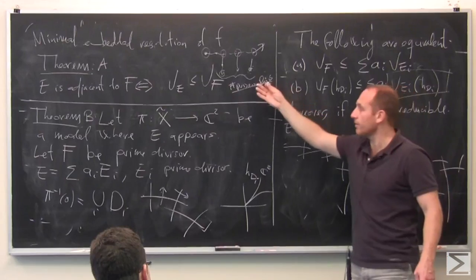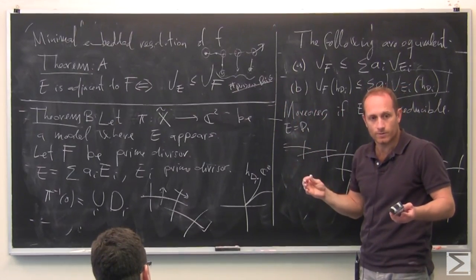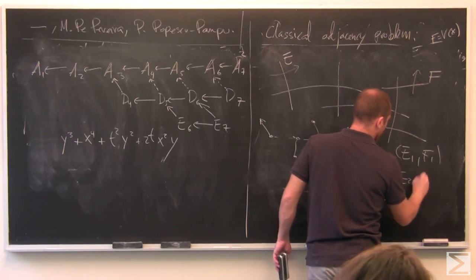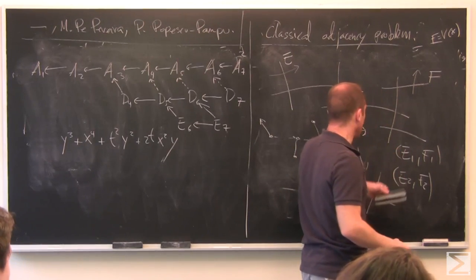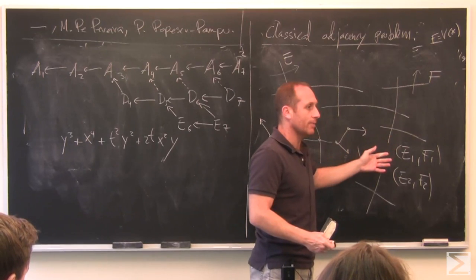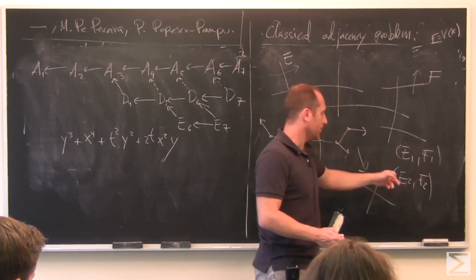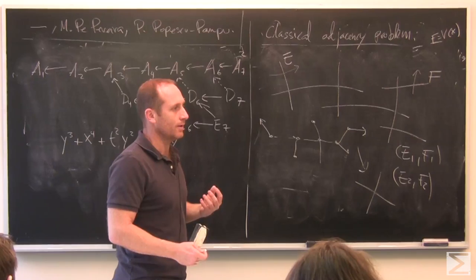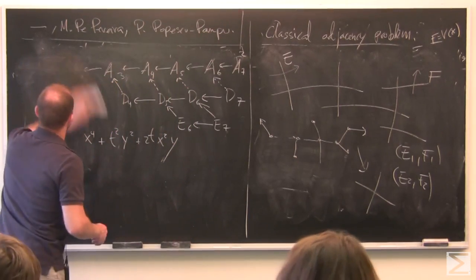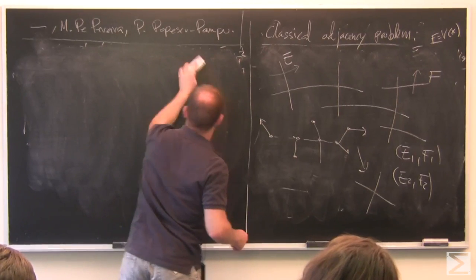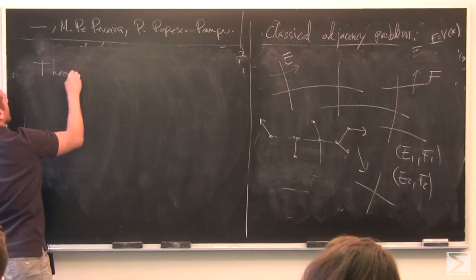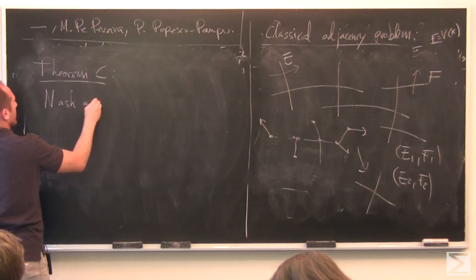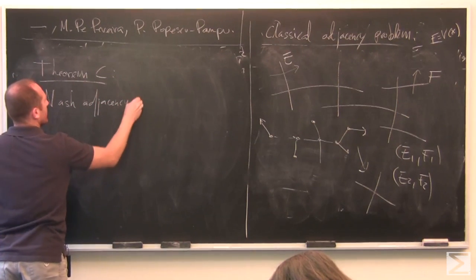So a corollary of this theorem is that if you have two pairs of divisors, E1, F1, and E2, F2, I make the common graph for this pair and I make the common graph for this pair. I suppose that these two graphs are the same. Then if there is an adjacency from E1 to F1, then there is an adjacency from E2 to F2. So only knowing the graph, I know whether the adjacency exists. Okay, so now theorem C: Nash adjacency is combinatorial.